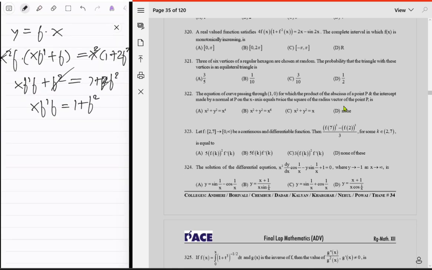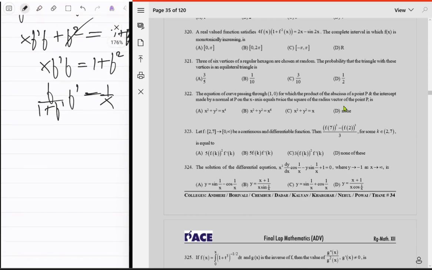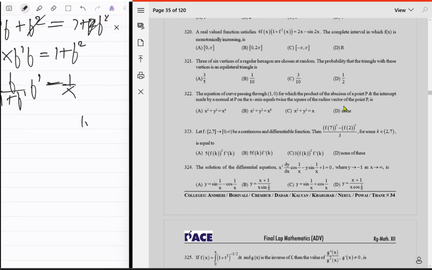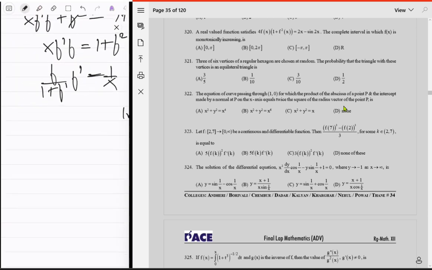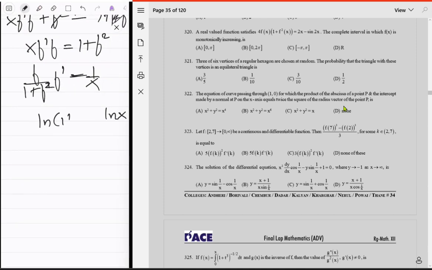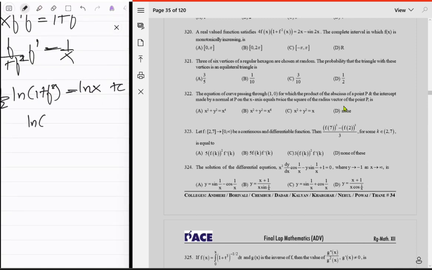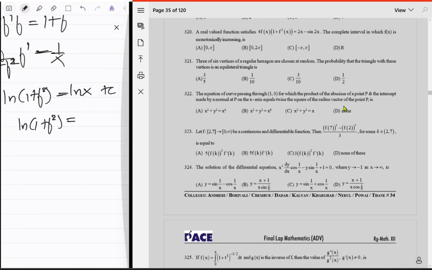That's our thing. So let's say f upon (1 plus f squared) times f dash is equal to 1 upon x. Now integrate this. The integration of this will be natural log of x plus some kind of constant. And here 1 upon 2 times 2f, like the derivative of f squared, so natural log of 1 plus f squared, but then here 1 upon 2 should come. So this is the thing. It means natural log of 1 plus f square is equal to natural log of x square basically plus some kind of constant.